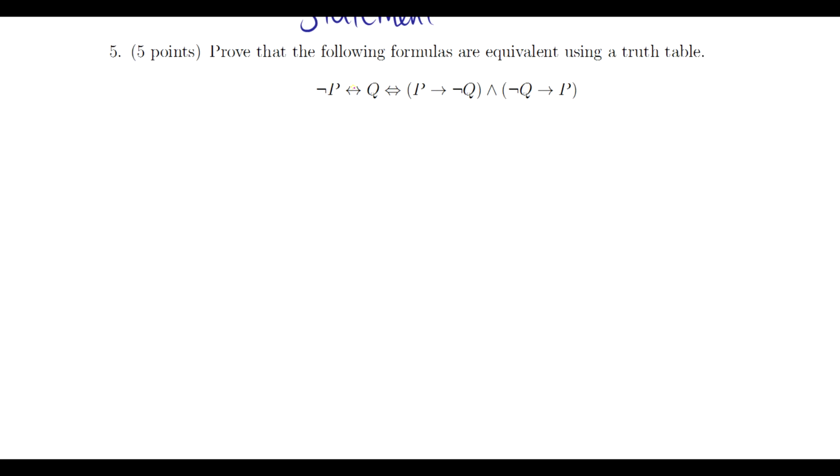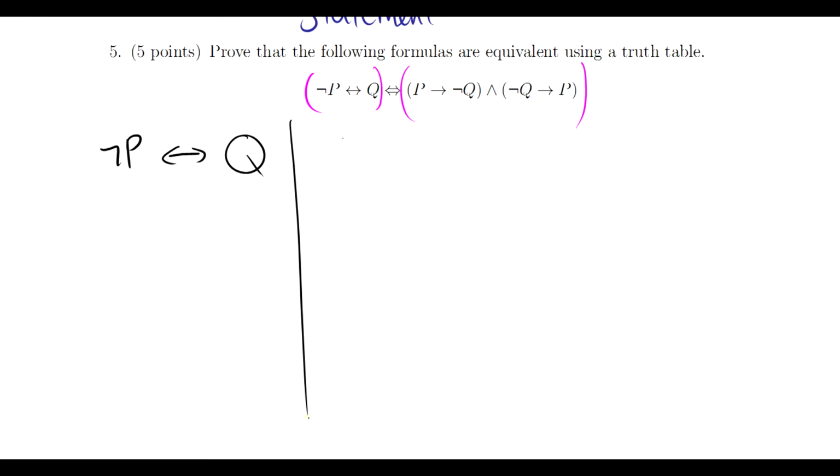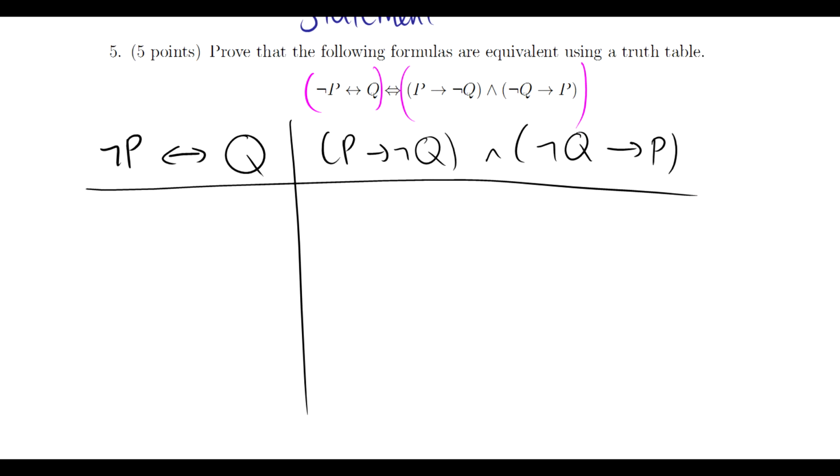We have not P biconditional Q is the same thing as P arrow not Q and not Q arrow P. So, I'm going to do sort of an abbreviated truth table for this. So we have not P biconditional Q, that's going to be 1, and our second one is going to be P arrow not Q, should spread this out a little bit, and not Q arrow P. Okay, so I'm not going to do individual columns for P, not P, Q, not Q, so on, because it's really long. So instead, I'm going to write all the truth values right below what we're working with.